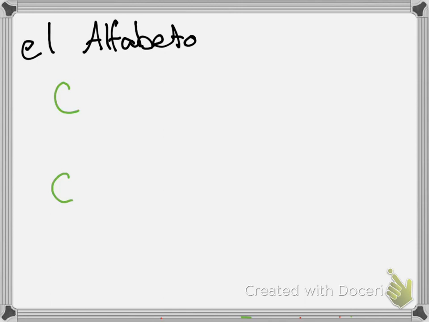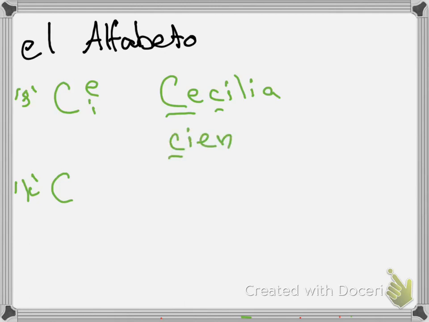Now, the rules for when we use these are actually pretty much the same as in English as well. If I want my soft S sound, then my C is going to be followed by an E or an I. For example, el nombre Cecilia. Or the number cien, which means 100.